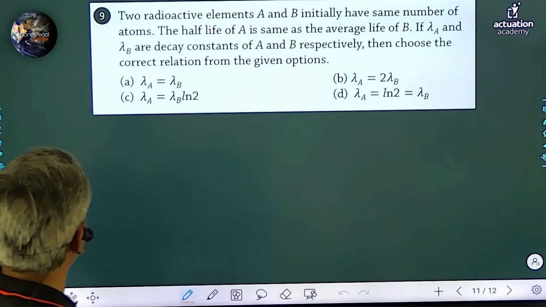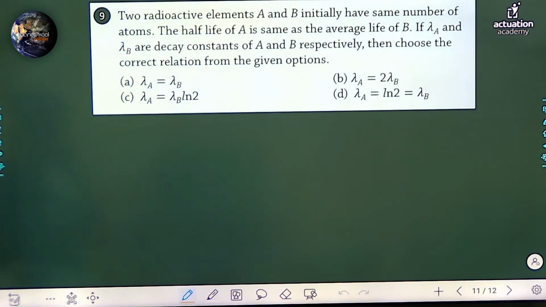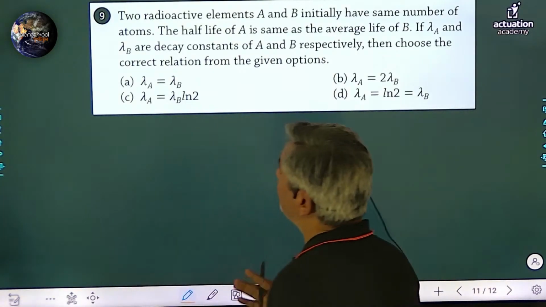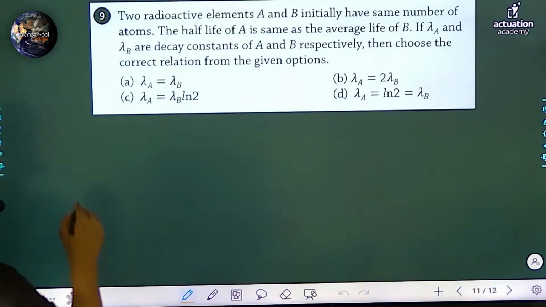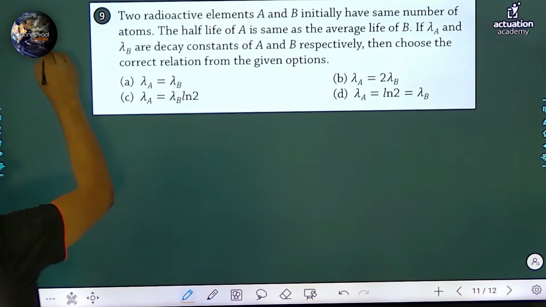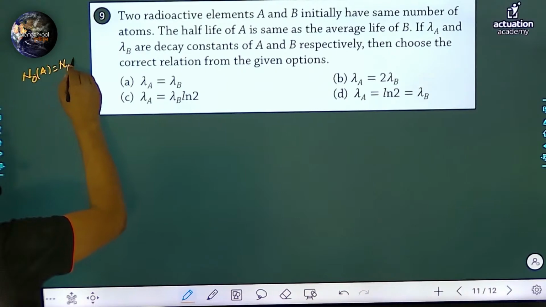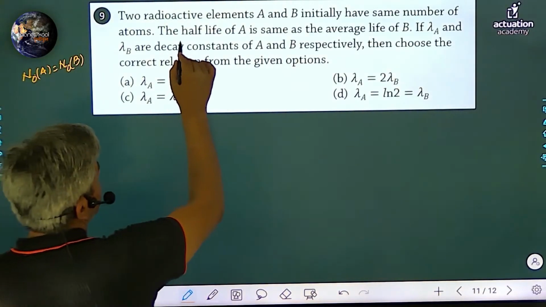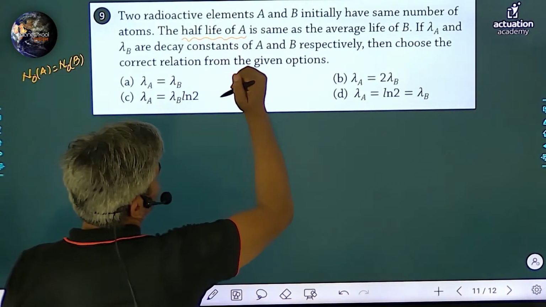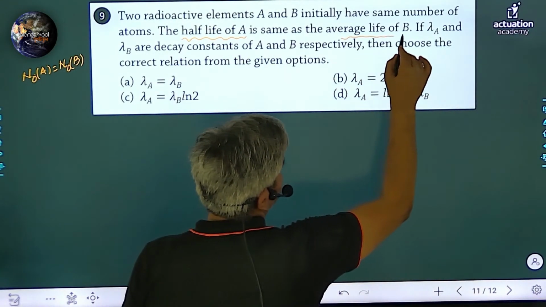Now let's move to question number 9. Again, from radioactivity, two radioactive elements A and B initially have the same number of atoms. So at t equal to 0, N naught A is equal to N naught B. The half-life of A is the same as the average life of B.